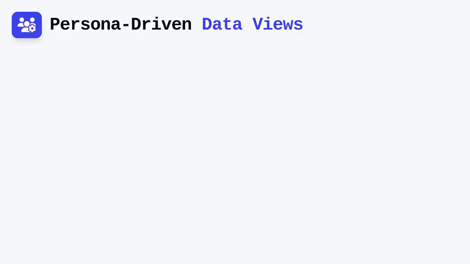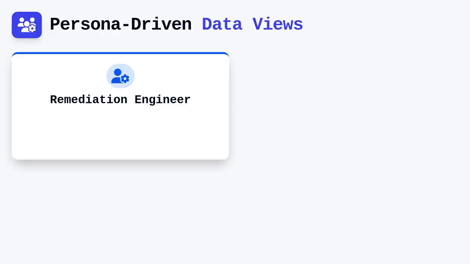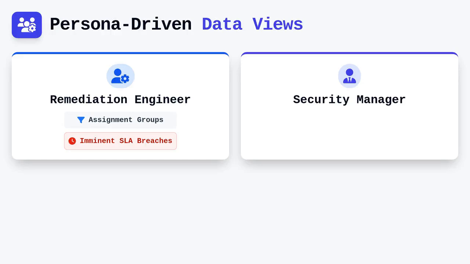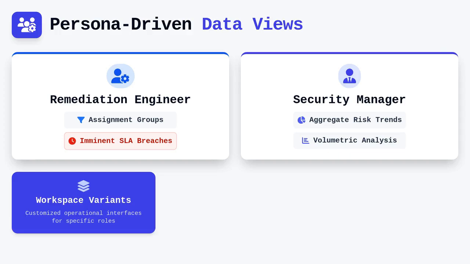To deliver this efficiency, we must categorize our data views based on distinct user personas. A remediation engineer requires a view filtered by assignment groups and imminent SLA breaches, whereas a security manager benefits more from aggregate risk trends and volumetric analysis. You achieve this by configuring unique workspace variants that cater to these specific operational requirements.